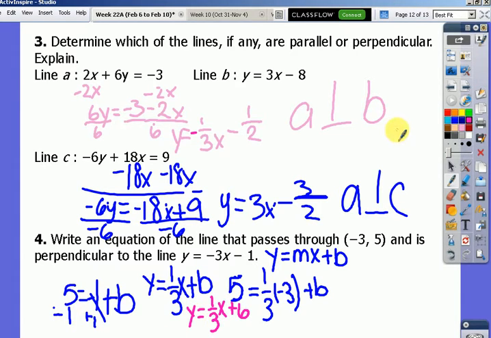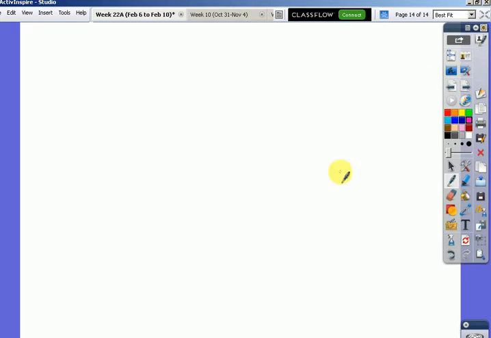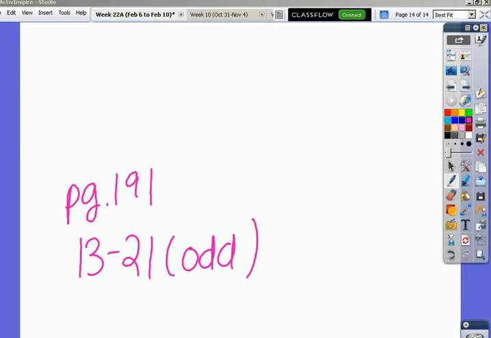Okay. Homework, if you're not here. Oops, just kidding. Oh, I didn't give you homework. Let me give you homework. Here's your homework, 13 to 21 odd, page 191.